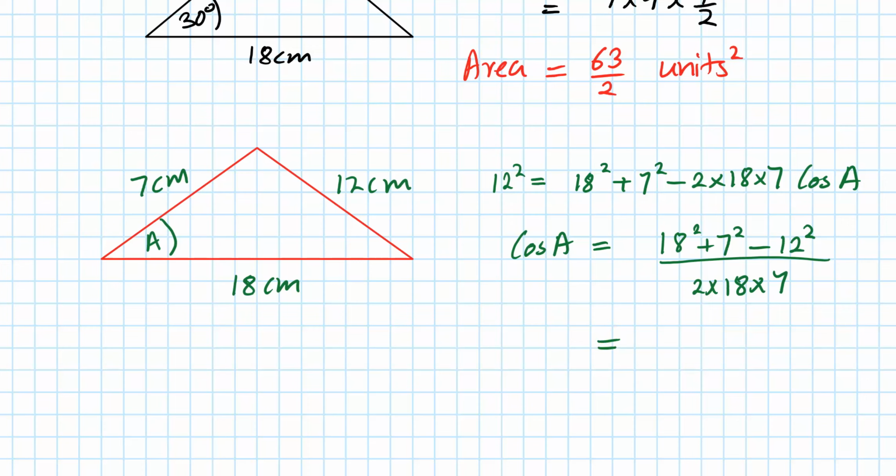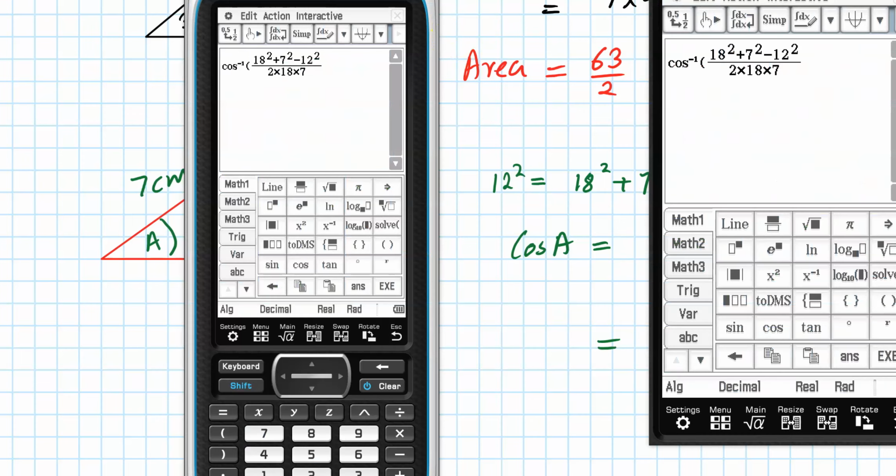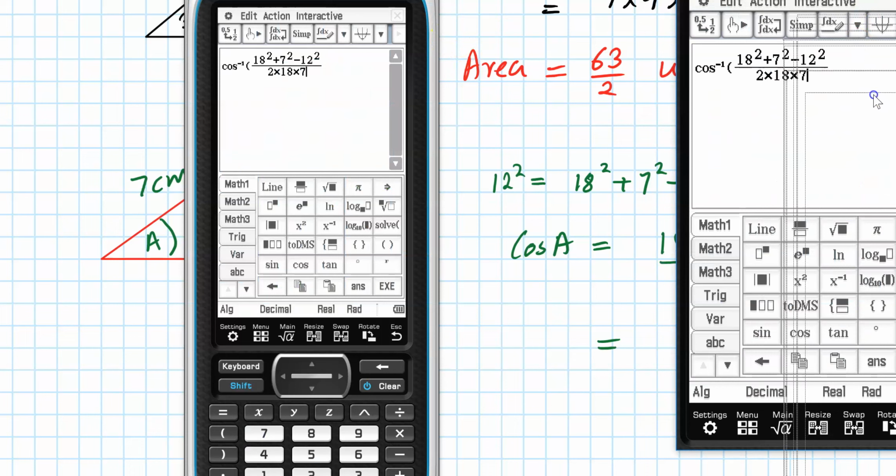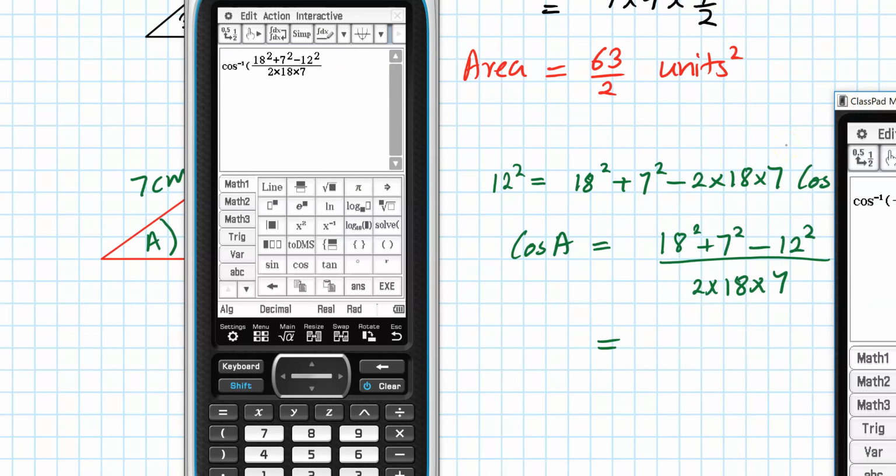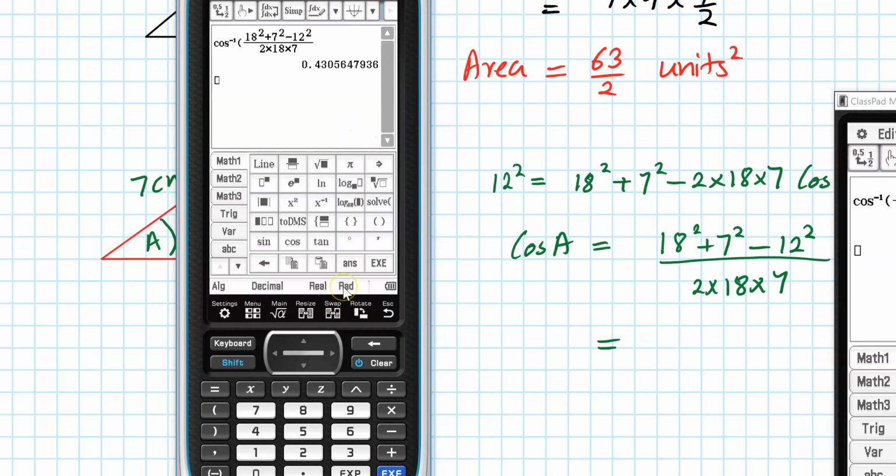Let's have a look at the CAS calculator and get the answer. So I typed in here 18 squared plus 7 squared minus 12 squared, divided by 2 times 18 times 7, and then I have applied cos inverse because I have to take the cos inverse here. Then I execute on the calculator. That gives me the value. Of course, because my settings are in radians, it gives me radians, and then I'm going to change that to degrees and execute and see the number. That's 24.67 degrees. However, I'm not going to round off at this stage.